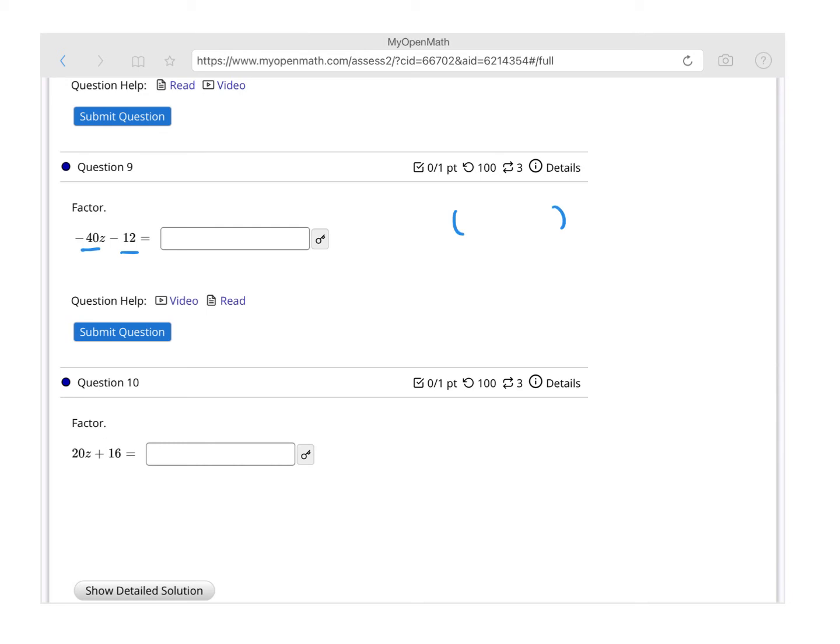Now, you can, at this point, factor out either a positive 4 or a negative 4. I'm going to factor out a negative 4 because I think it'll make the inside look a little nicer. But if you just factored out a positive 4, it would still be correct. Now, what I mean by factoring out a negative 4 is I'm going to divide each of these terms by a negative 4, and then I'm going to put them back in the parentheses. So, negative 40z divided by negative 4 gives me a positive 10z, and negative 12 divided by negative 4 gives me a positive 3. So, when it's factored, it will be negative 4 times 10z plus 3.